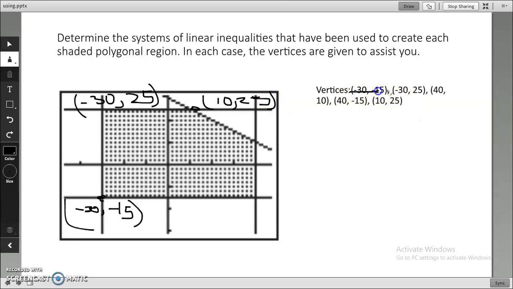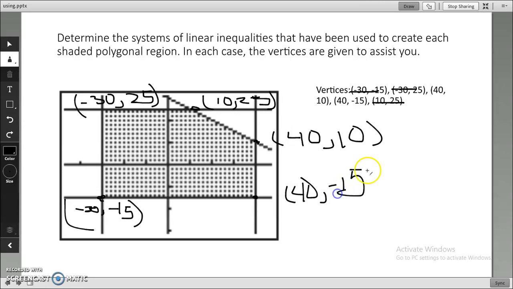So we have this one, and this one. Now we'll do 40. Yeah, 40, 10 would be probably here. And that makes sense because this has to be 40 and negative 15.